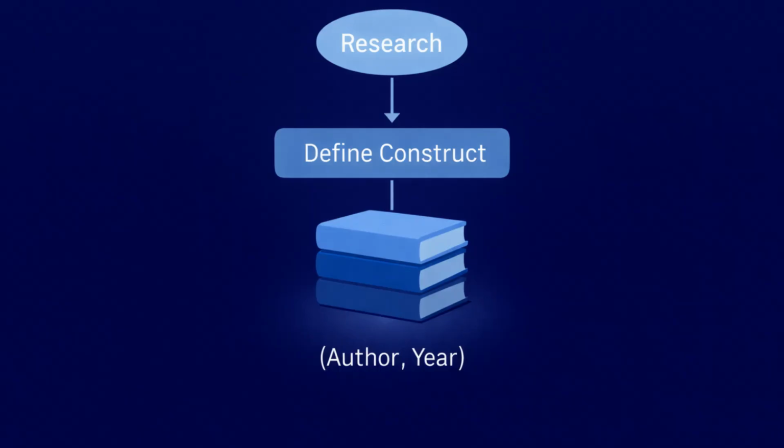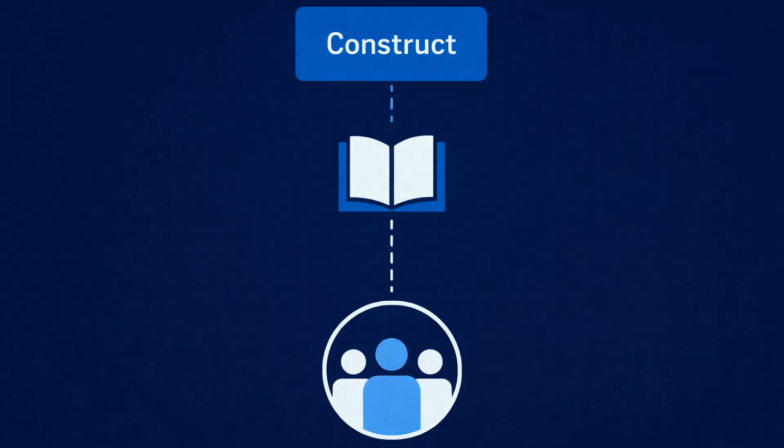The first step is to define the construct clearly. This definition must come from the literature, and it must be cited. Constructs are not invented for a study, and they are not defined based on intuition alone. When you name a construct, you are locating your work inside an existing scholarly conversation. Citing how the construct has been defined tells the reader how you are using that concept and what intellectual tradition you are drawing from.